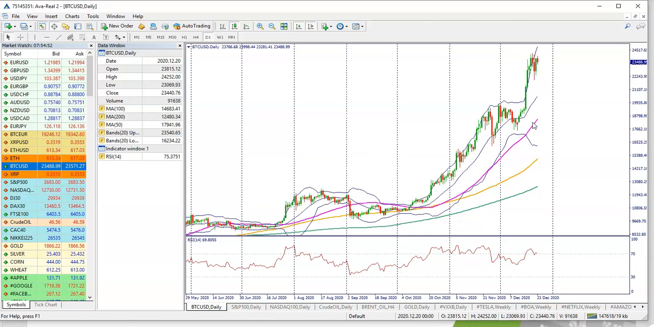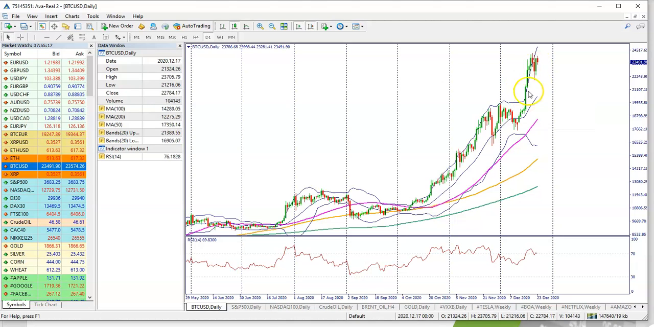Now, clearly, there is no doubt that this bull trend is very much in play because the price is trading well above these three moving averages. Now, if you are wondering what this particular indicator is, this is your Bollinger Band, with in between that your 20-day simple moving average.